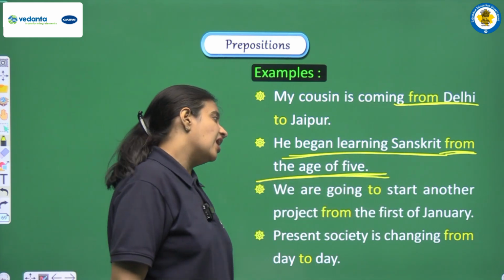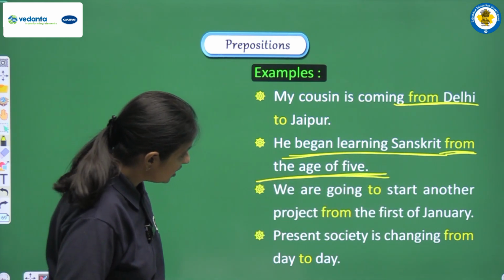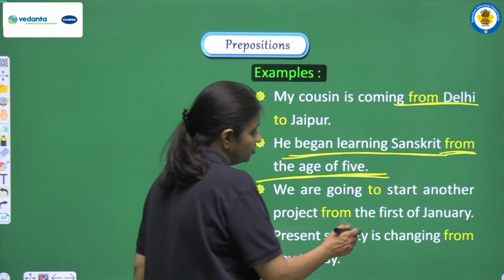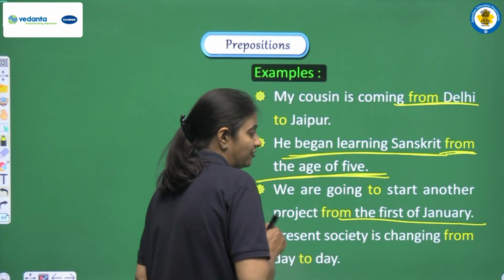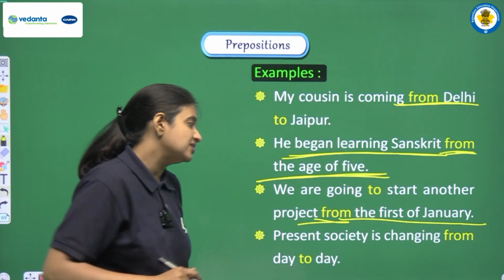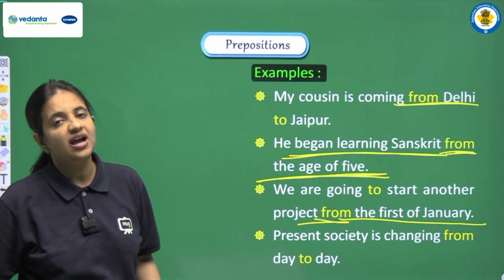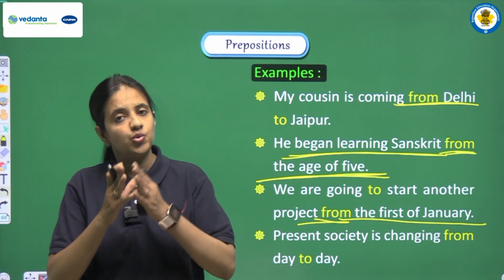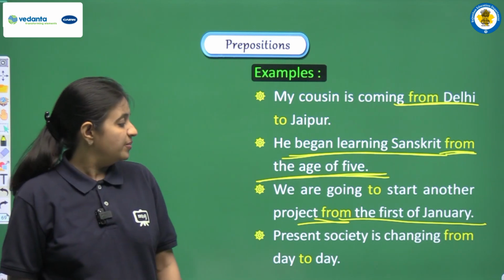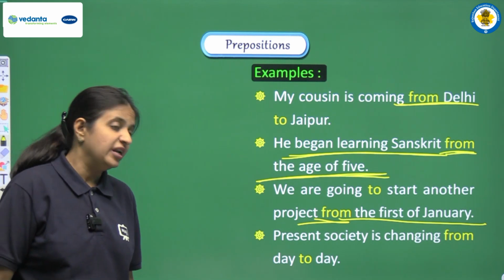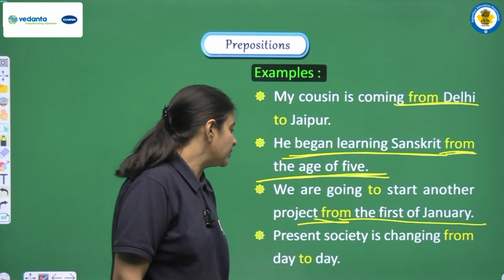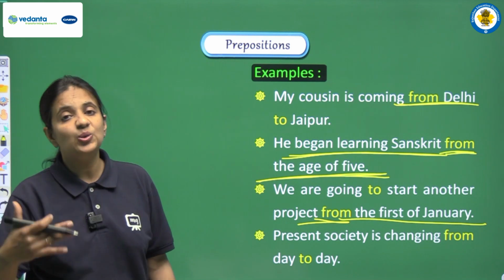Next is, we are going to start another project from the 1st of January. So again we are saying that this date, the 1st of January, will be the starting point of this thing, that we will start another project. So again we are having the starting point of something, so we have to use from to show the starting point. Next is, present society is changing from day to day. So yes, we can use these prepositions in this manner also, like present society is changing from day to day.